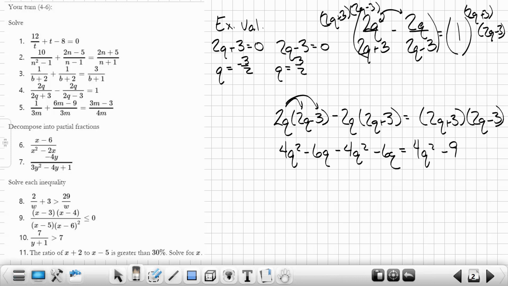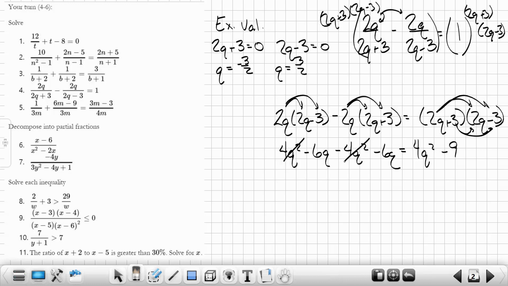What's up, Sada? Well, 2q times 2q is 4q squared. 2q times negative 3 is minus 6q. Negative 2q times 2q is negative 4q squared. Negative 2q times positive 3 is negative 6q. Yeah, just distributing. I didn't put my arrows. So just happily cancel all along.